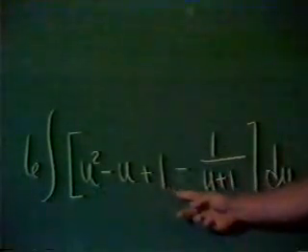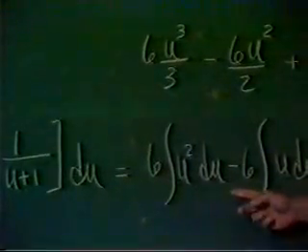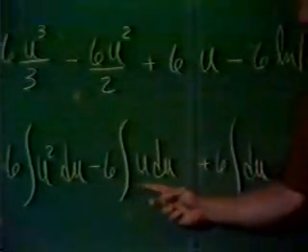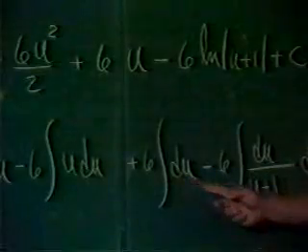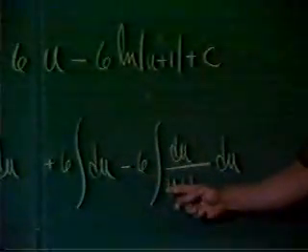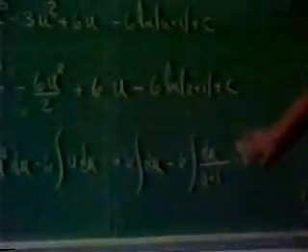Breaking this up into a series of separate integrals, we have 6 times the integral of u squared du, minus 6 times the integral of u du, plus 6 times the integral of du, minus 6 times the integral of du over u plus 1. Don't need this extra du out here.